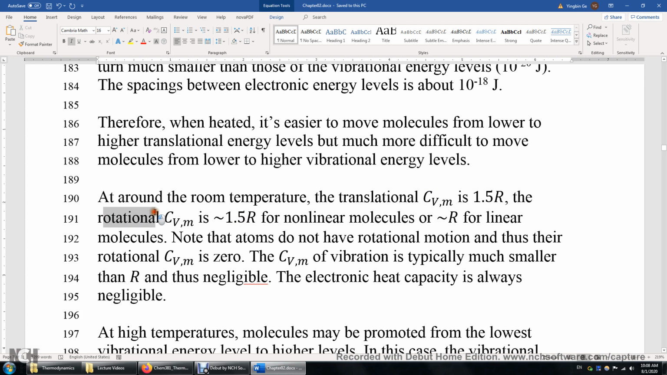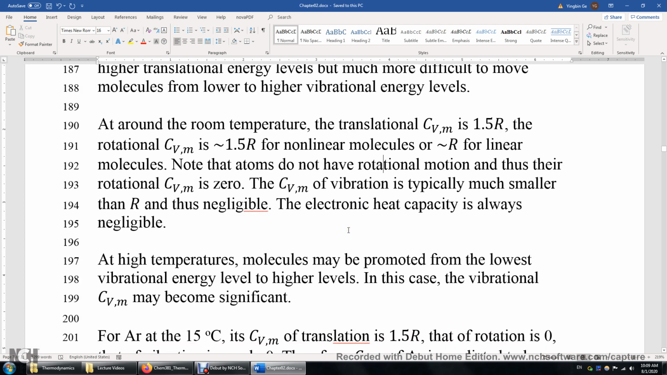Now let's look at the rotational CVM. For typical nonlinear molecules, CVM is also 1.5 R because the molecule can rotate about the X, Y, and Z axes. In each rotational dimension, you have 0.5 R. However, if you have a linear molecule, it can only rotate about two different axes. Therefore, the CVM for a linear molecule is usually just R.